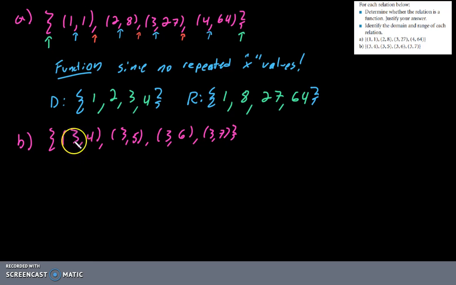We have the value of 3 repeated 1, 2, 3, 4 times. The value of 3 is repeated, each with a different y coordinate. This cannot be a function because we have repeated x values. So I will say this is just a relation. And the reason is since there are repeated x values.